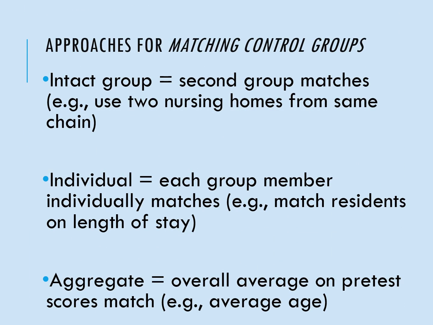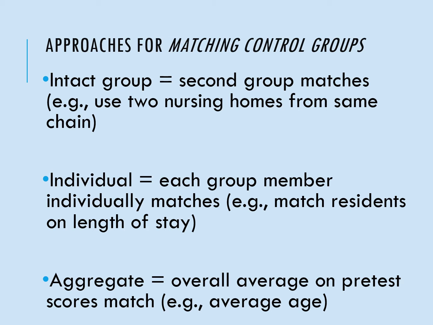Sometimes you want to look at matching your control groups, and there are 3 different ways you can look at that. You can go with an intact group. This is where the second group matches the first one. So using 2 nursing homes from the same nursing home chain. You can look at individuals, where each group member individually matches a group member from the other group. So an individual from group 1 matches an individual from group 2.